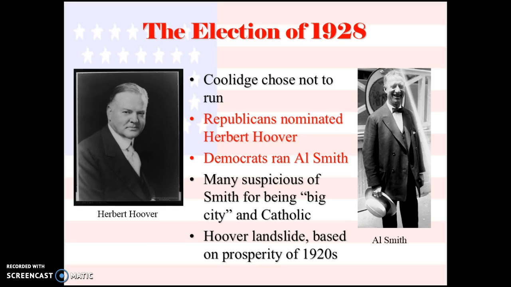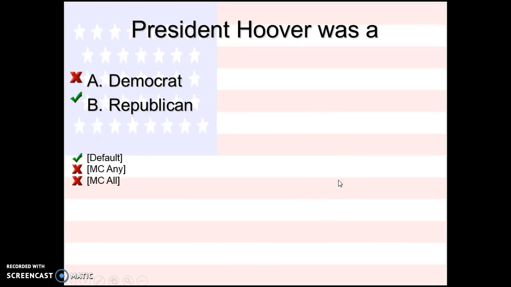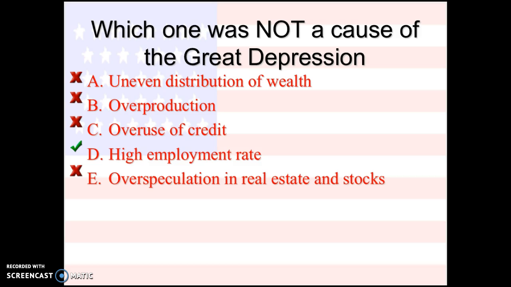He wins with 444 electoral votes to Smith's 87. If you remember, you have to have 270 electoral votes, but at this time in 1928, they only had to have 266, which is only 4 less. But Hoover basically clobbers Al Smith, and he's very popular. He comes into his presidency on top of his game, okay? Which is going to be interesting because he's not going to leave that way.